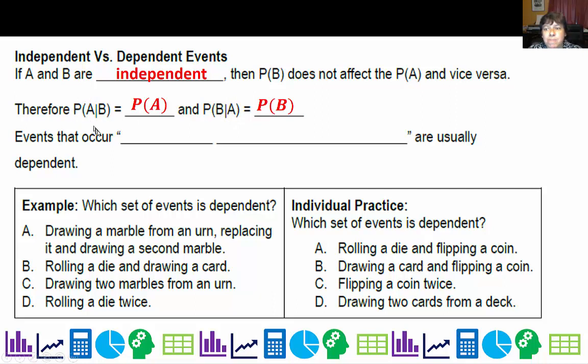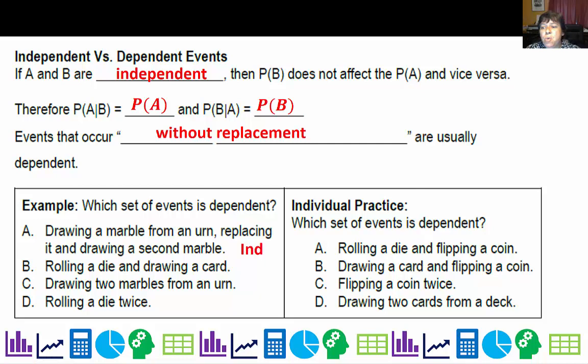And this is also saying the same thing. So events that occur without replacement are usually dependent. So when we saw the urn, we were changing our probabilities. Now, which set of events is dependent here? Well, drawing a marble from an urn and replacing it, that's what we just talked about.